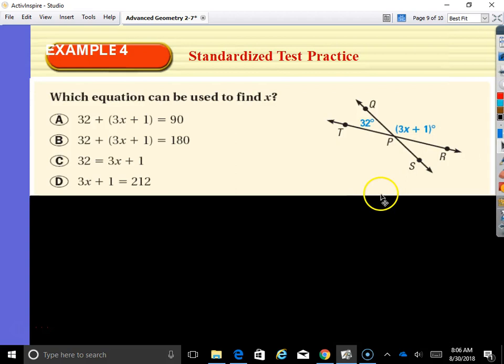Which equation can be used to find x? What do we know? We know that 32 plus 3x plus 1 has to equal 180. So B.